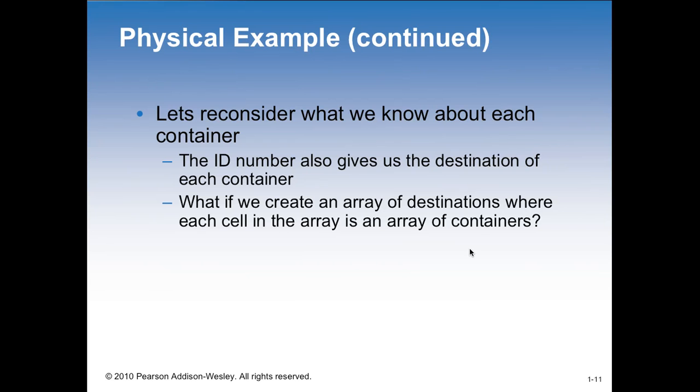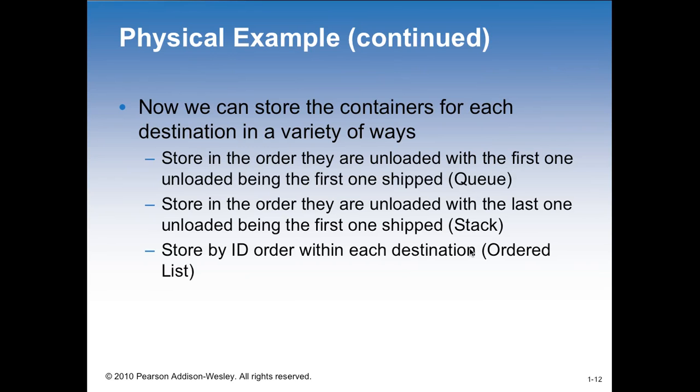So considering what we know about each one of the containers, the ID number should give us the destination of each container, perhaps making the structure more elaborate to say all of the 200 level items are truck items, all of the 300 level items. All the items are the same. They're all items, but maybe one branch of the item goes to the trucks and one branch goes to the ships or something, or to the buses. So then we can create an array of the destinations where each cell in the array is an array of containers. Maybe not that efficient, maybe not the best solution, but it's a start. Anything past using single variables is a good start.